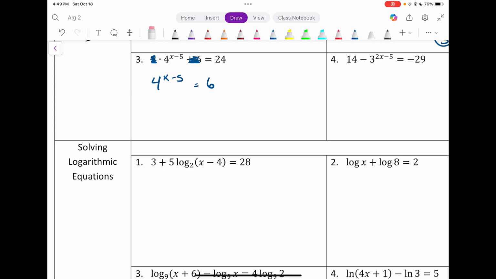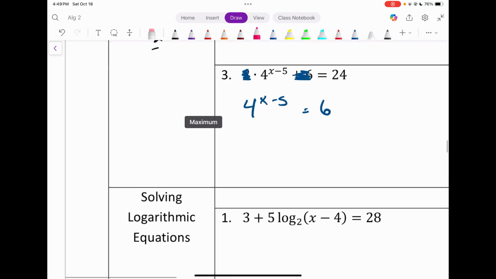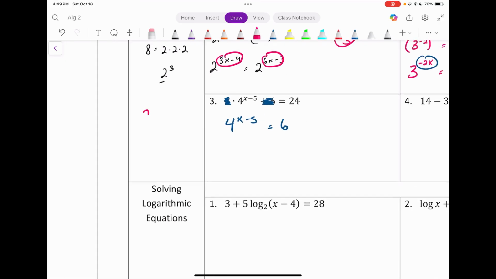And that other method is logarithms. Now, let me remind you about logarithms. The way that you change from one form to another form. If 2 to the third power equals 8, and we know it is, that means that log base 2 of 8 is equal to 3. Again, 2 to the third power equals 8, so therefore log base 2 of 8 equals 3.